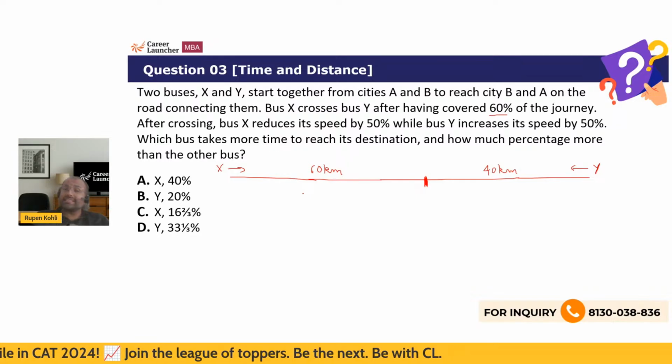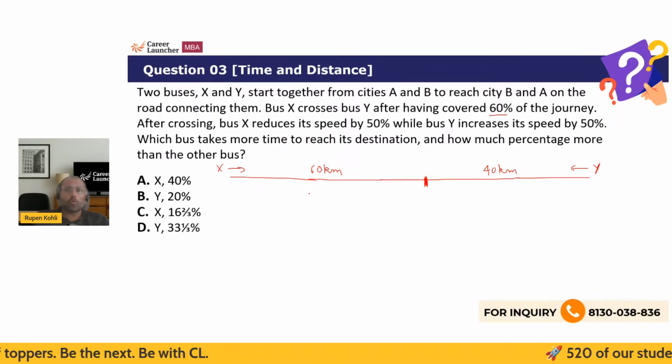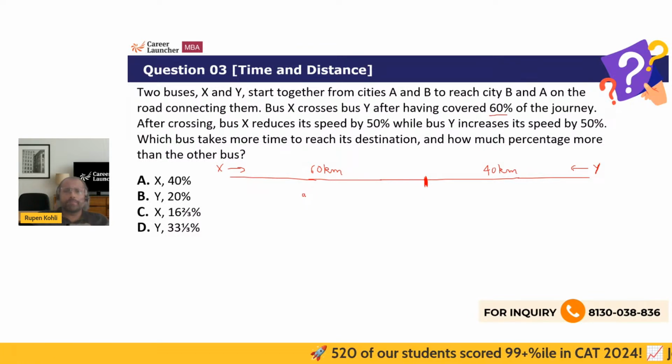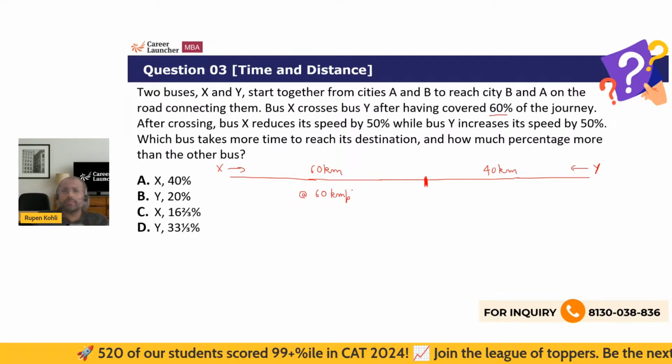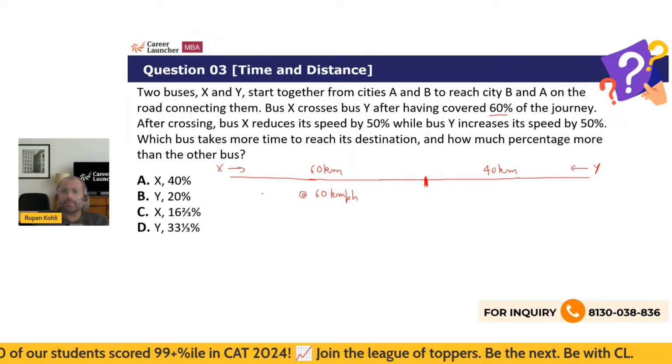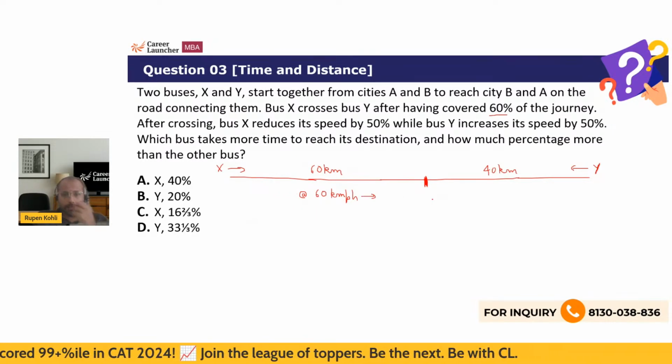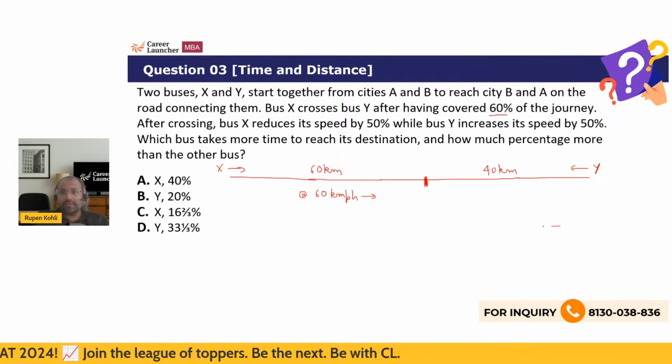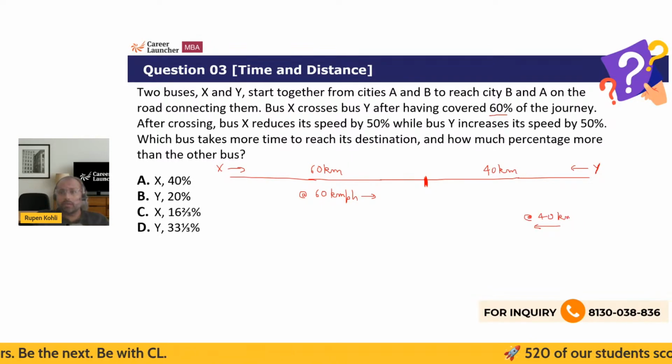So I was saying, let's assign the speed. Speed has to be also in the ratio of 3 to 2, isn't it? Let's take it 60 kmph only. The bus X coming from here has the speed of 60. And let's say the bus Y coming from here has the speed of 40 kmph. Fine. So both of them take 1 hour to meet, right?